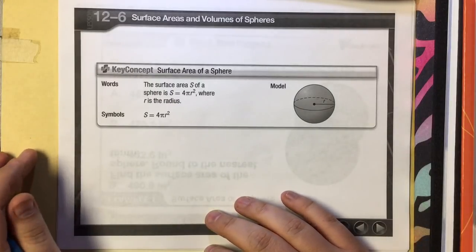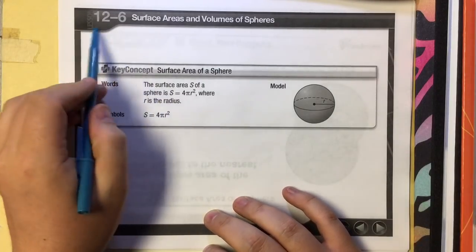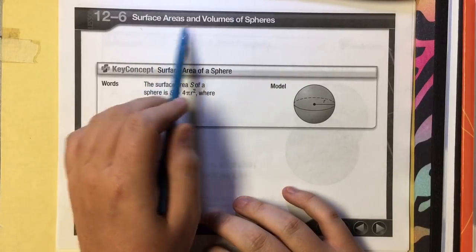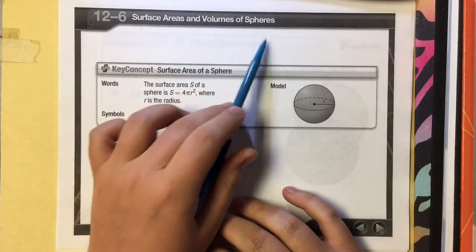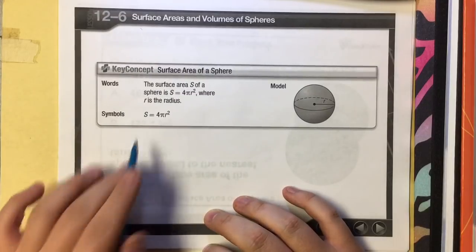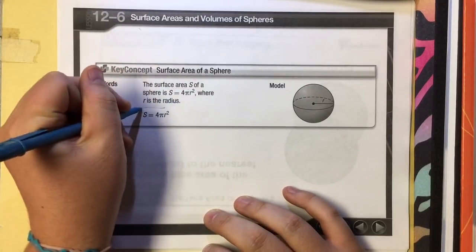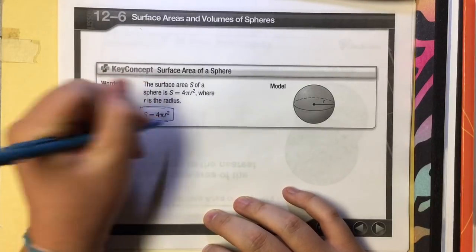All right, today we're going to be working on section 6 from chapter 12. We're going to be working with spheres, and we're going to do both surface area and volume for a sphere. Starting out here, we'll do the surface area of a sphere. And here is the formula.